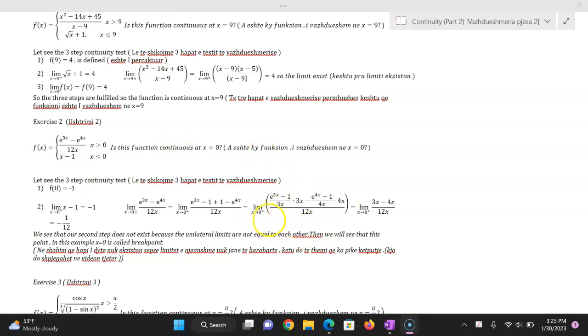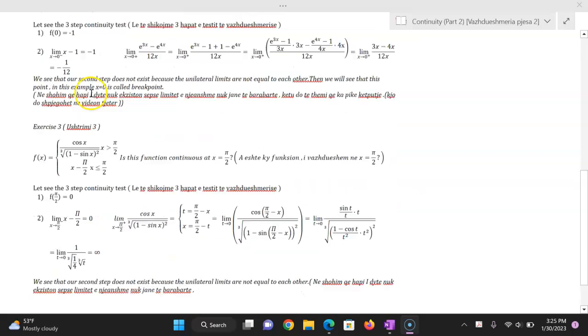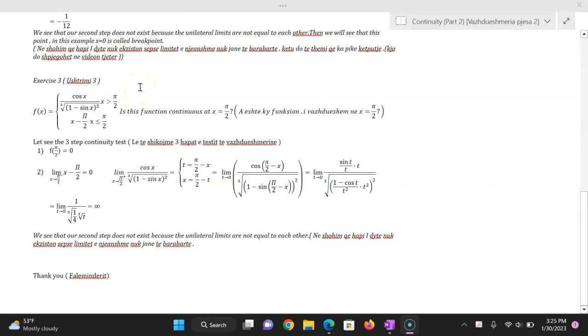So here we have the limit when x approaches 0 from the right of e to the 3x minus 1 over 3x, that is equal to 1, and the same for the other term, and we'll end up with the limit when x approaches 0 from the right of 3x minus 4x over 12x. X cancels out, and we end up with a limit that is equal to minus 1 over 12. We see that our second step does not hold because the one-sided limits are not equal to each other. After that, we will see that this point, x equals 0, is called the breakpoint, but that is for the next video. Okay, move on to the last exercise, exercise 3.